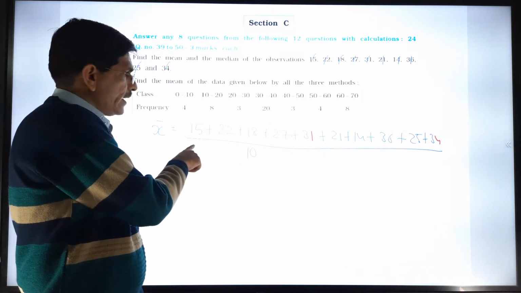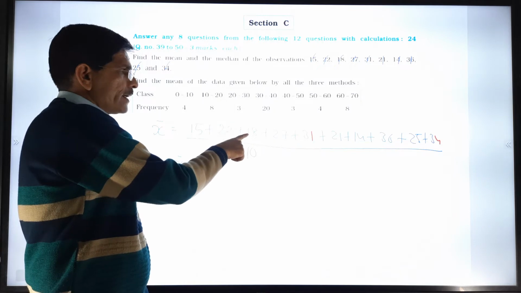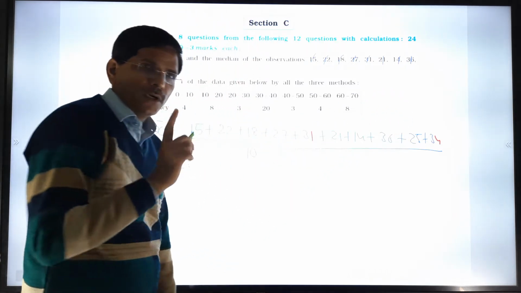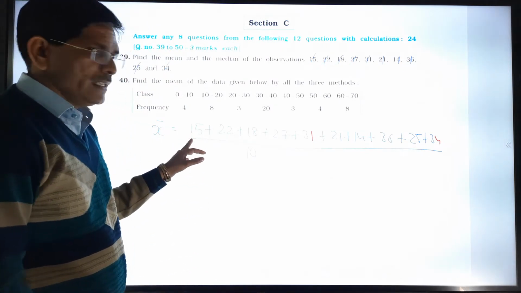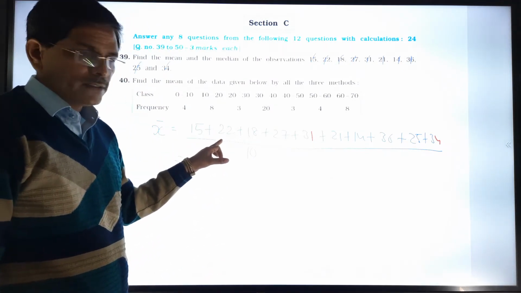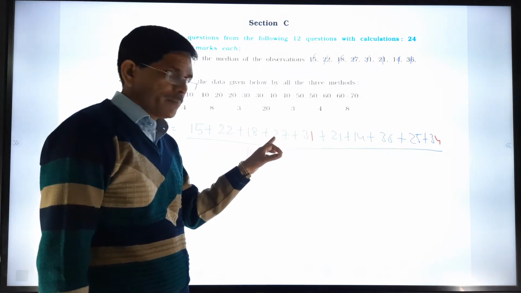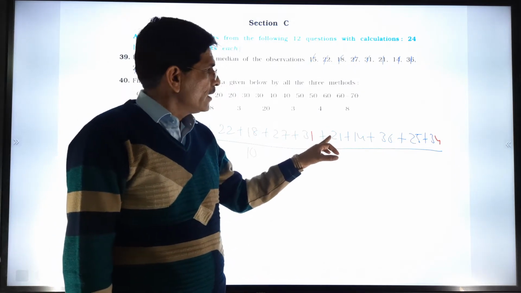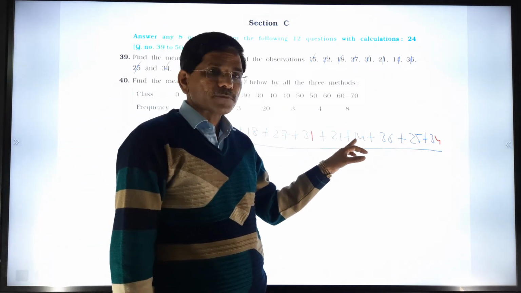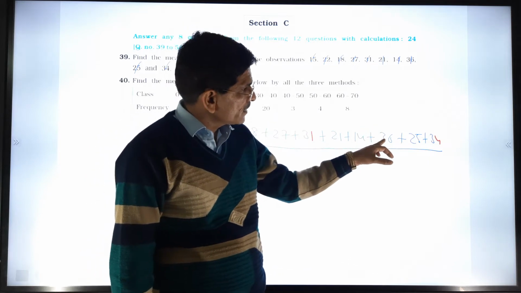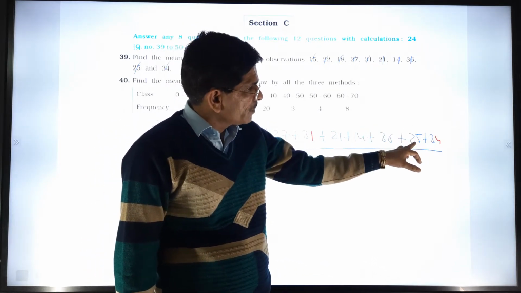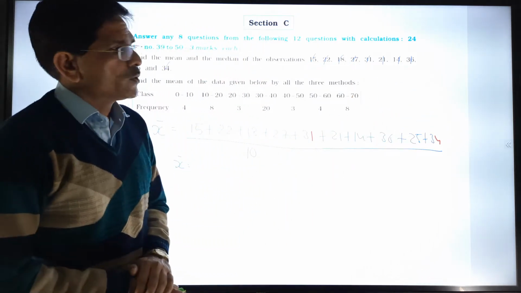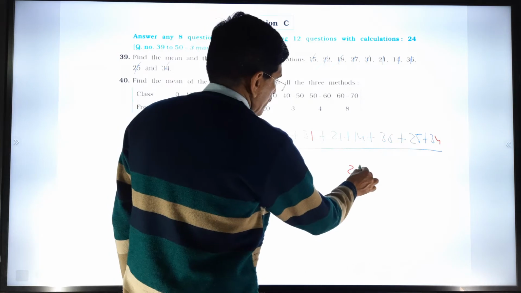Here the tens value is 10, here 20, here again 10, here again 20, here 30, here 20, here 10, 30. That way you have to calculate first. So 10 plus 20, 30, plus 10, 40, 40 plus 20, 60, 60 plus 30, 90, 90 plus 20, 110, plus 10, 120, 120 plus 30, 150, 150 plus 20, 170, 170 plus 30, that is 200. So already you have got 200.